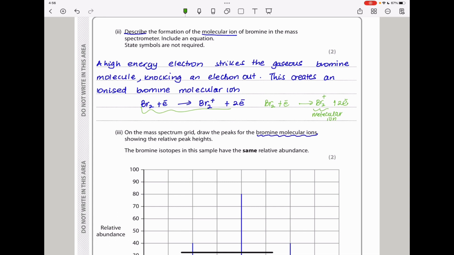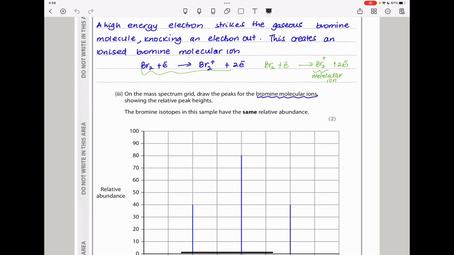So I said, during ionization, a high energy electron strikes the gaseous bromine molecule, knocking an electron out. This creates an ionized bromine molecular ion. Remember, it's still going to be a molecule, but it's going to be charged in this case.